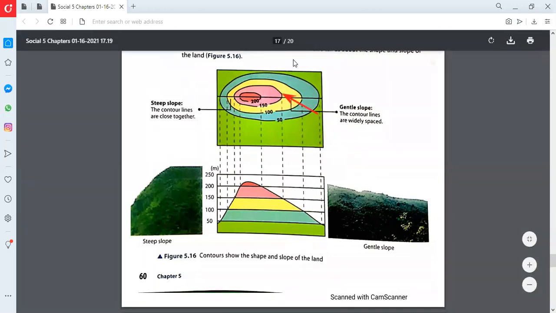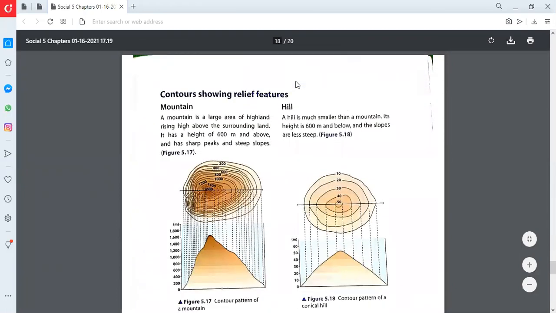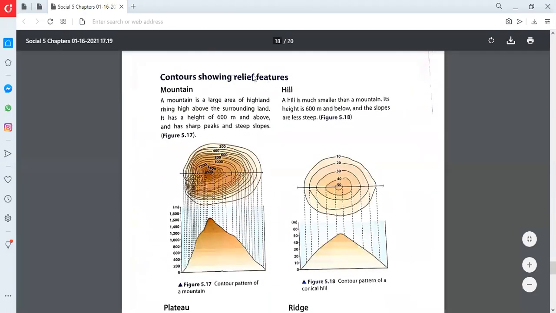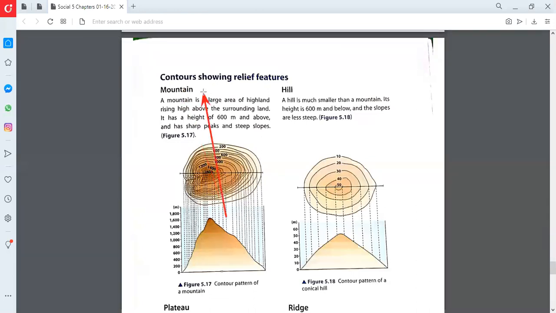Now we are moving to page number 61. What is page number 61 saying? Page number 61 is saying contours showing relief features. What are the features shown by the contour lines? So the first thing which contours show is the mountain.